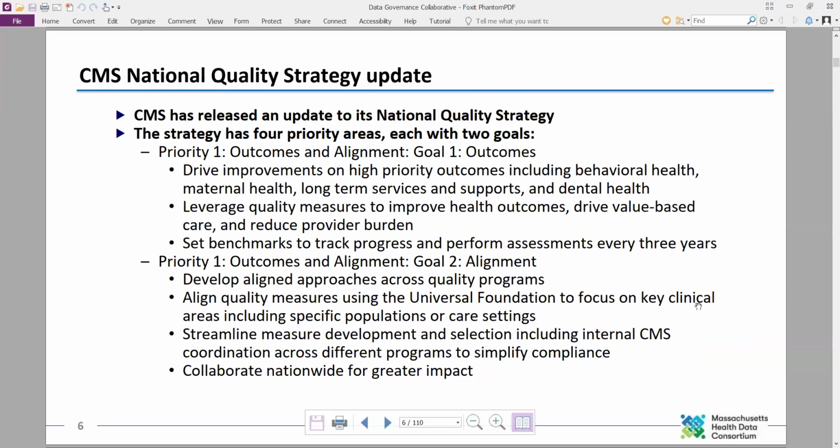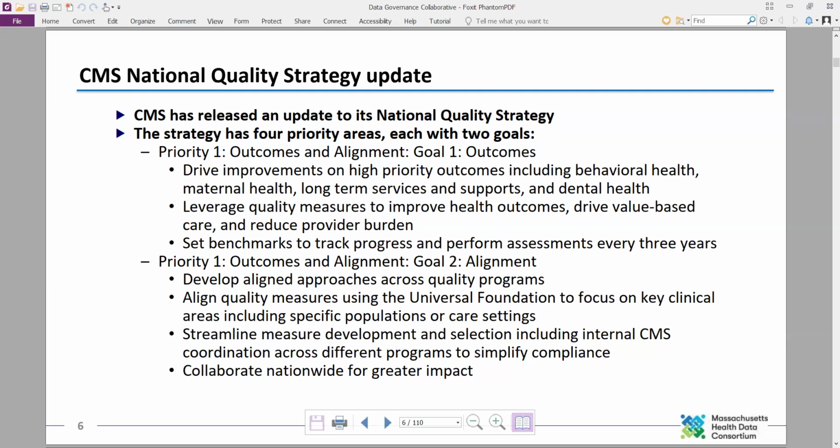So this will be a multi-slide update, hence no link at the bottom. CMS has put out an update to its national quality strategy. There are basically 4 priority areas, each of which has 2 goals. So there's 8 areas that it's focusing on. And this is just basically an overview of each of those 8 areas and what they're looking to do in those 8 areas at a very high level.